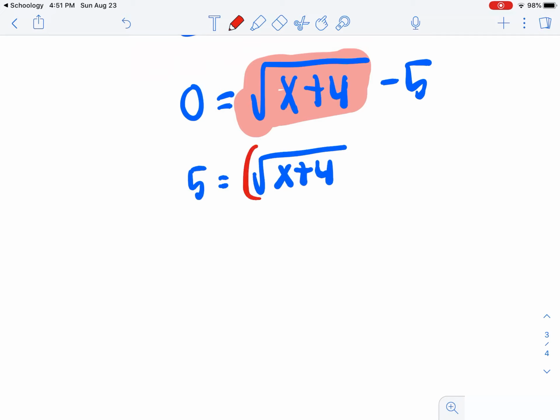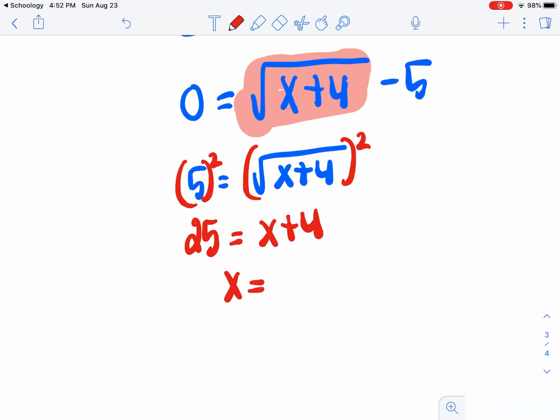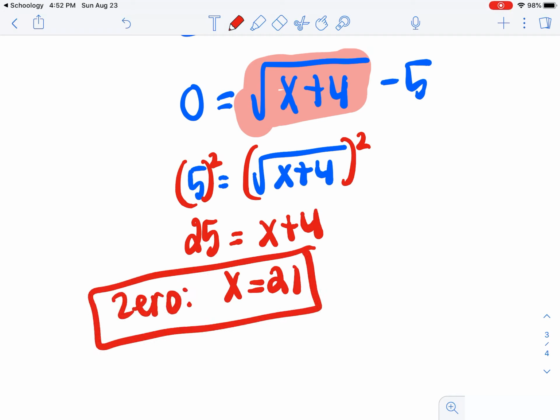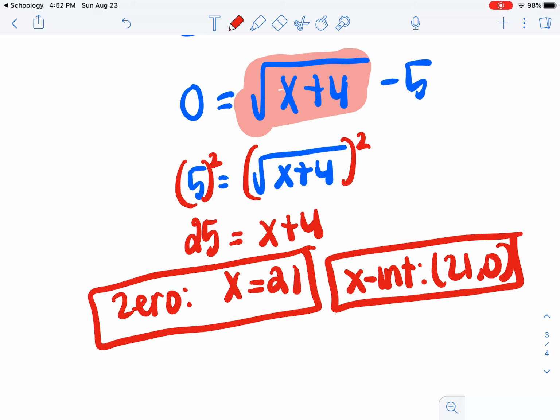And now I can get rid of my square root by squaring this side, but I got to do it to this side also. 25 equals x plus 4. Subtract 4, x equals 21. This is my 0. X-intercept, 21, comma, 0.